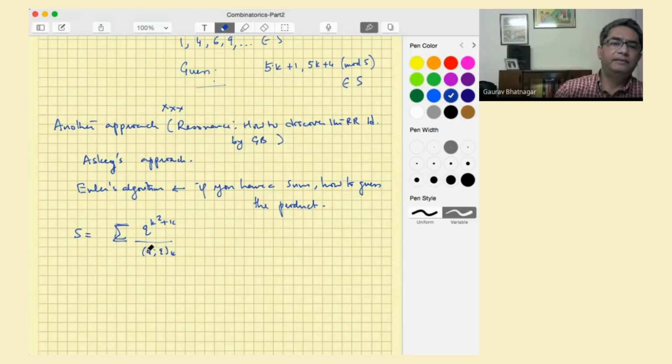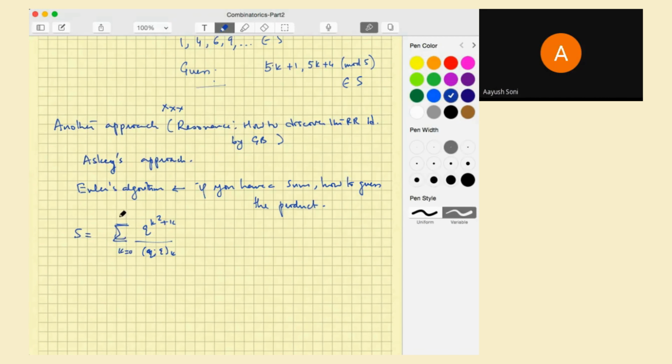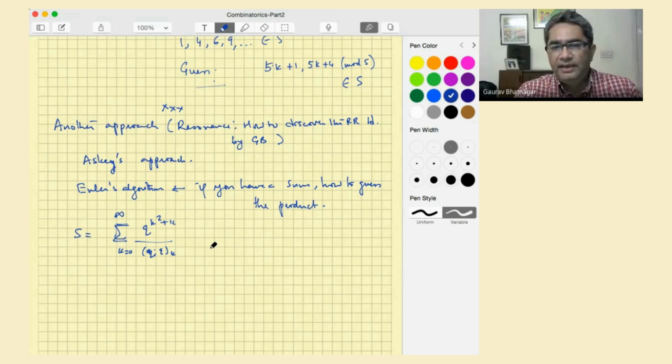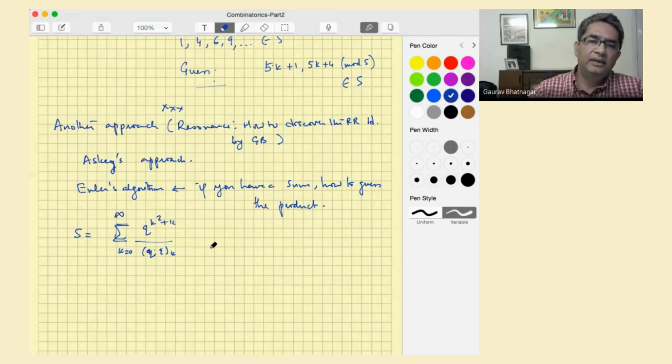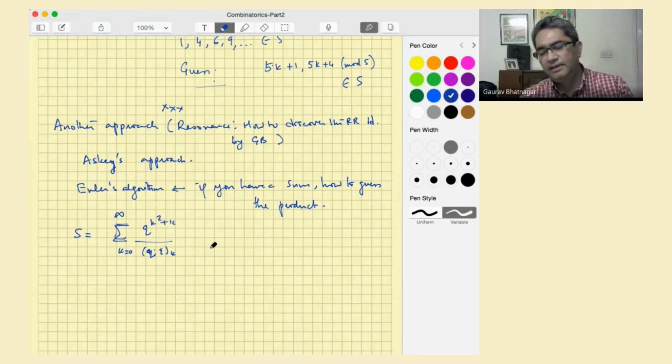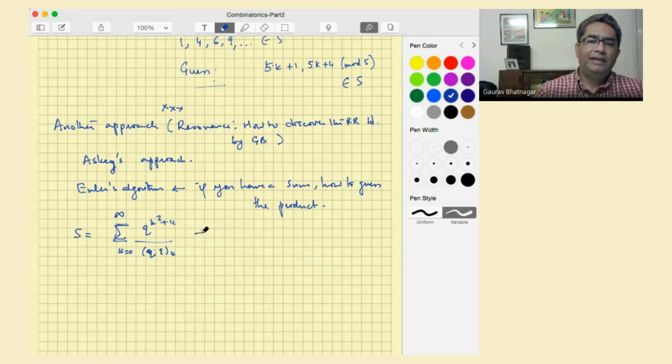Professor, when we say guess the product, do we mean guess it accurately or approximately? When we say if you have a sum, how to guess the product, do we mean approximate the product or guess what the actual product will be? Yeah, we want to guess what the actual product is, if there is a product. So there is an algorithm due to Euler, which I'll just explain to you the basic idea. So we'll apply it to this guy.